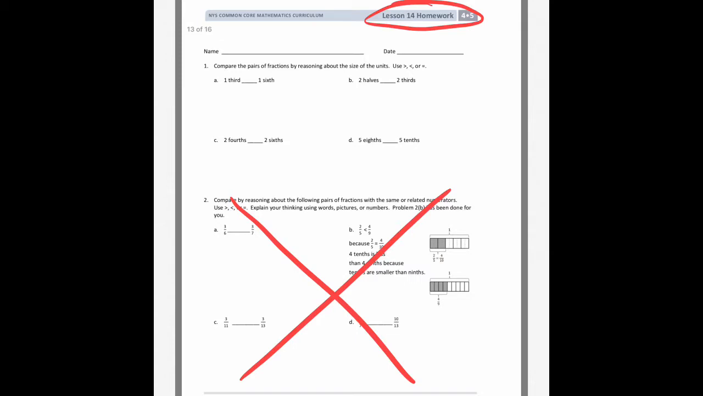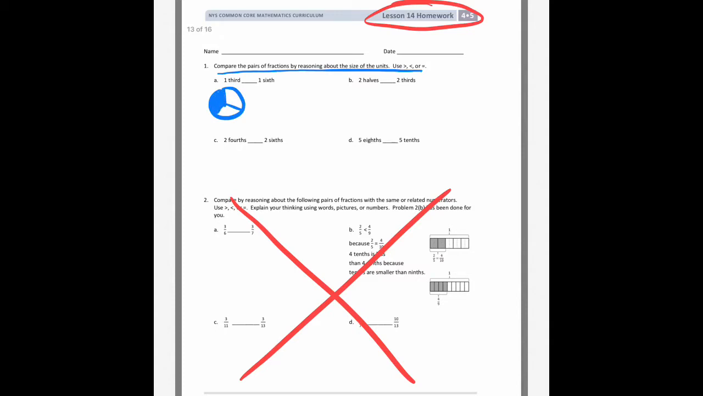It says compare the pair of fractions by reasoning about the size of the units. Use greater than, less than, or equal to. Okay, so think about 1/3 and 1/6. If you can imagine what that looks like, oh, let me fix my circle. That doesn't look too proportional. Okay, so think about 1/3 of a pizza and then 1/6 of a pizza.